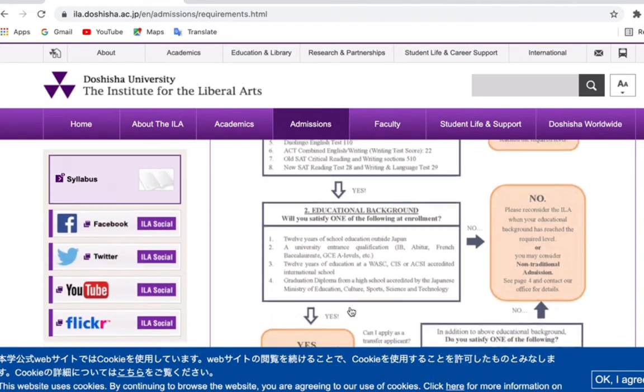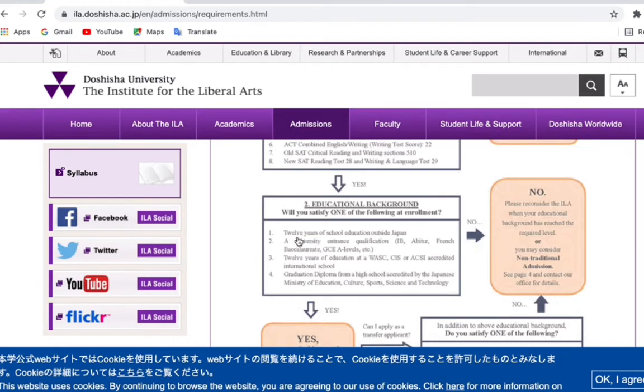And then if it's yes, we look at educational background. Do you have 12 years of education outside of Japan? If you do, we go down. Or do you have a university entrance qualification? For example, do you have any of these? If yes, okay. 12 years of education. If yes, okay. Graduation diploma from a high school accredited by the Japanese Ministry of Education, Culture, Sports, Science and Technology. If yes.